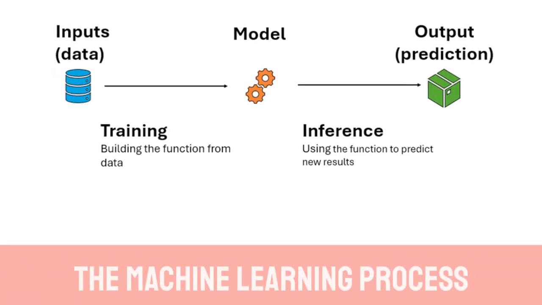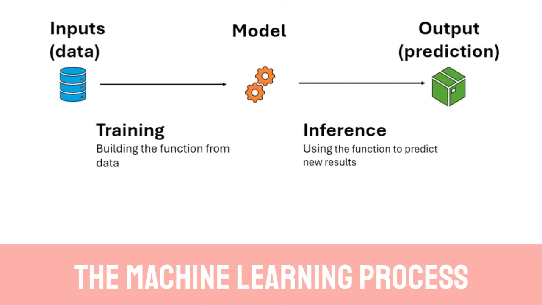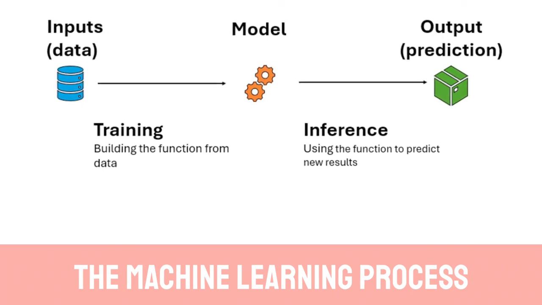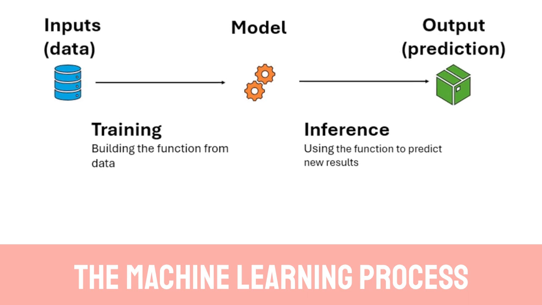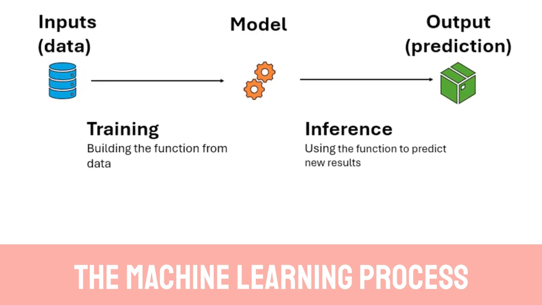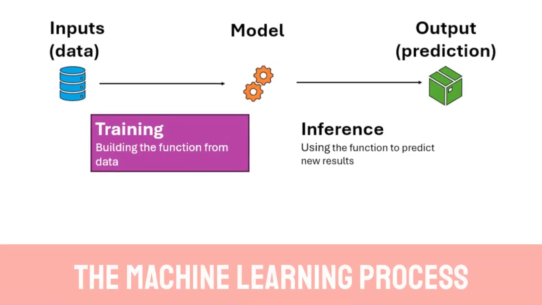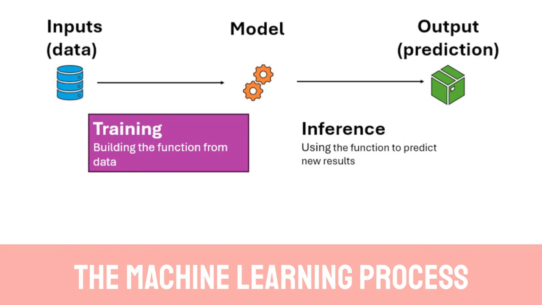The machine learning process. Machine learning uses math to find patterns in data. You can think of a model as a function. It takes input values and gives an output value. The process of creating this function is called training. Once trained, you can use it to make predictions on new data, which is called inference.